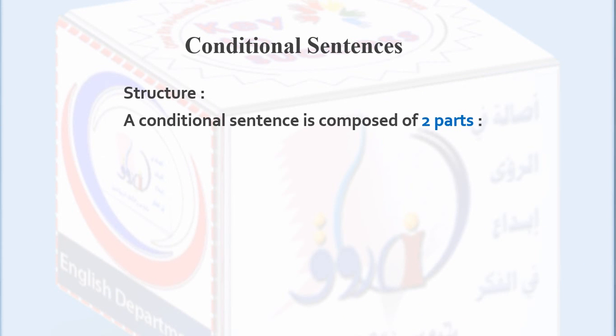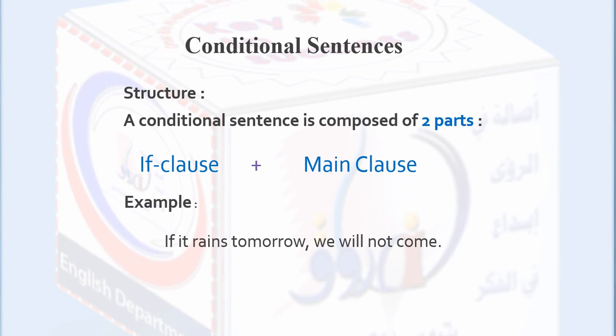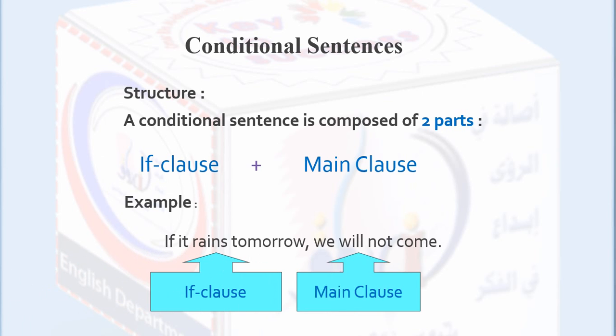Structure: a conditional sentence is composed of two parts, the if clause plus the main clause. Example: if it rains tomorrow, we will not come. If it rains is the if clause, we will not come is the main clause.